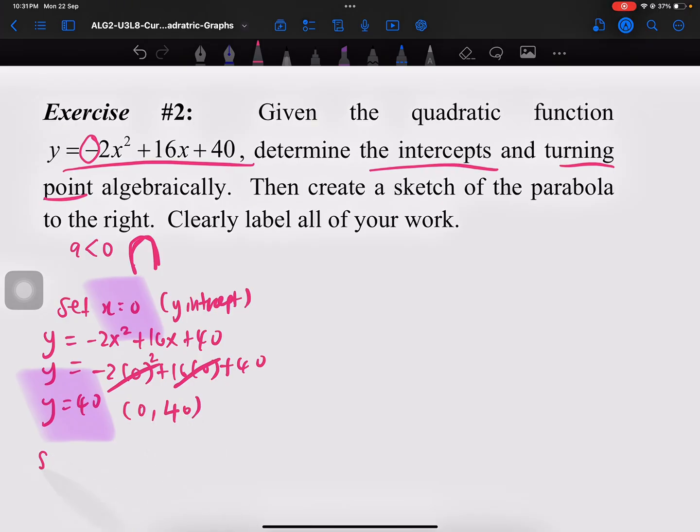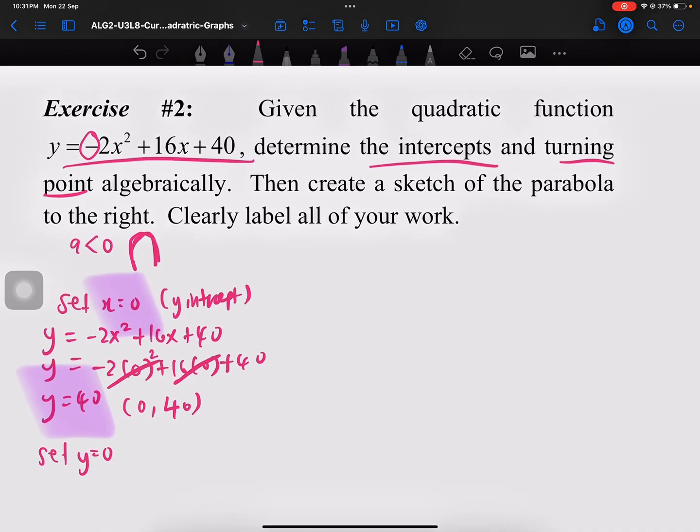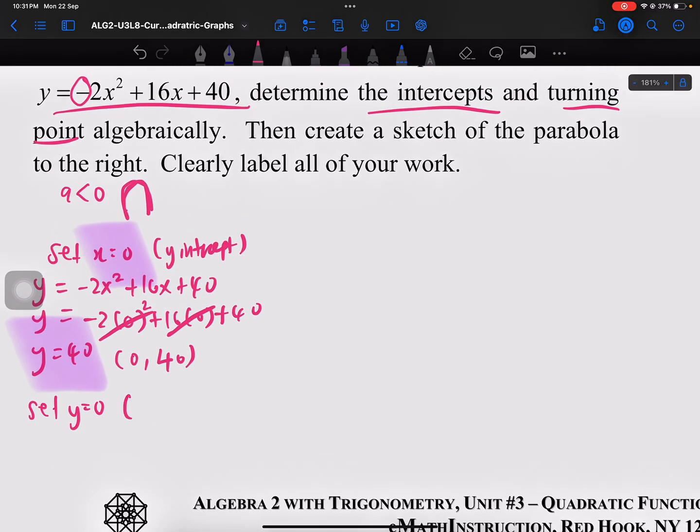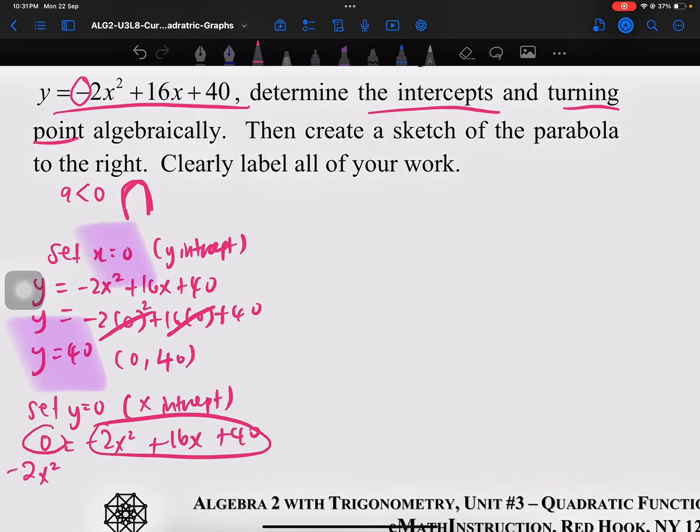Next, set y to 0 for the x-intercept. So y is 0, so -2x squared plus 16x plus 40 equals 0. You can rearrange to the other side like this. Just swap everything. No need to change any sign because you are just replacing everything the same.